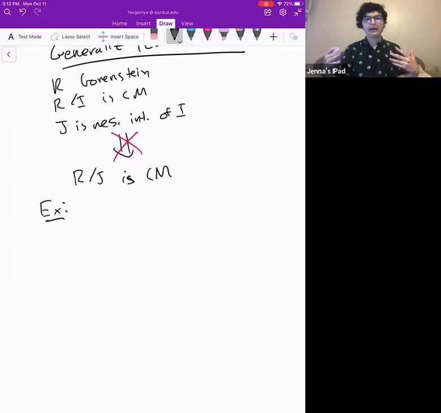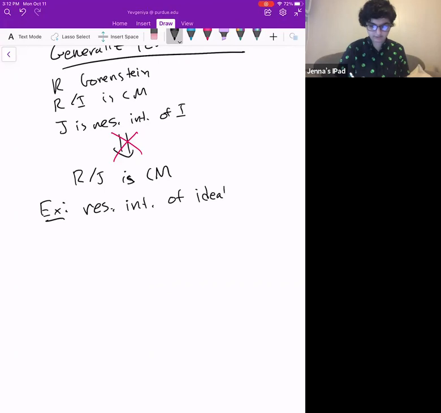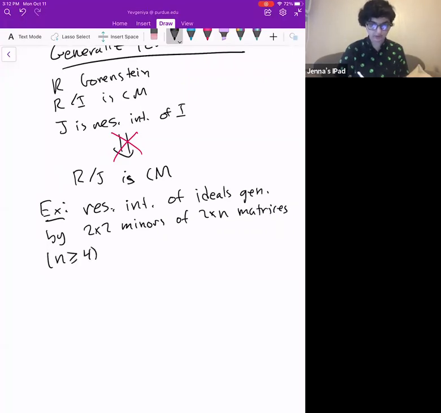So the ideals generated by 2x2 minors of 2 by n matrices are Cohen-Macaulay. However, the residual intersections of ideals generated by 2x2 minors of 2 by n matrices when n is greater than or equal to 4 are not Cohen-Macaulay unless they're also links.